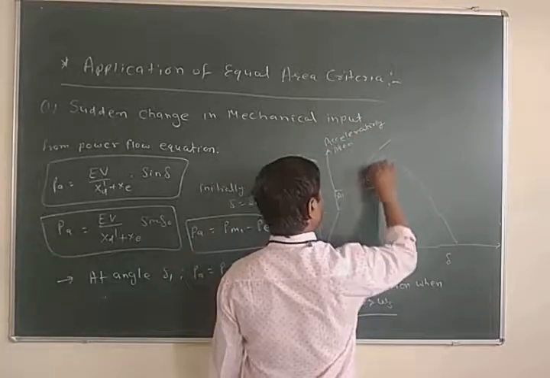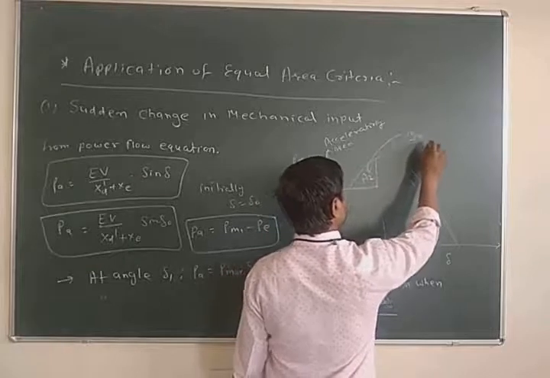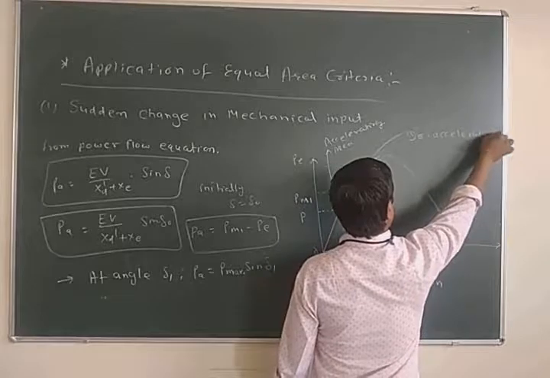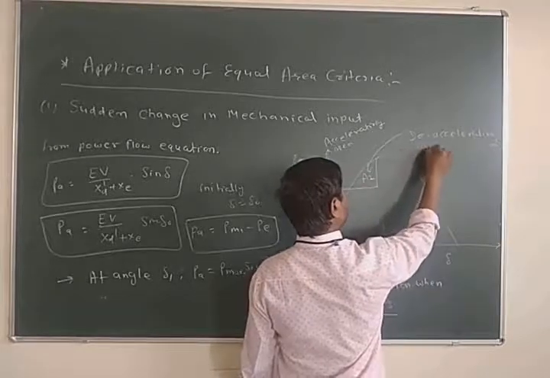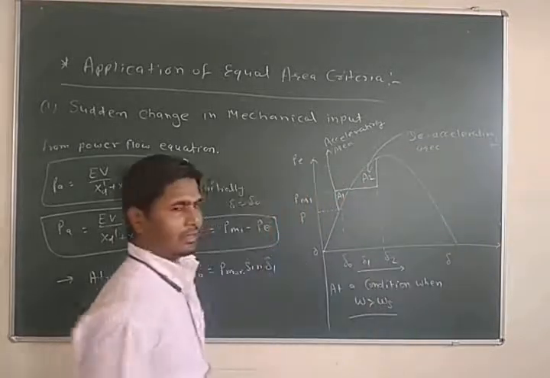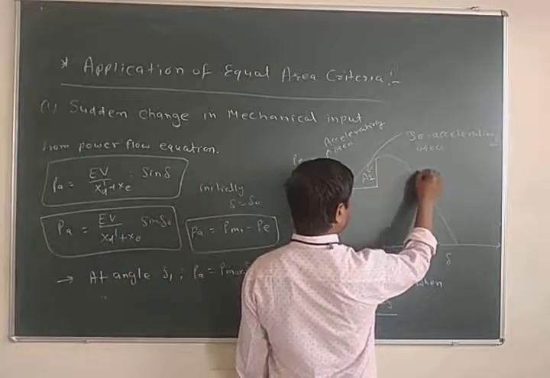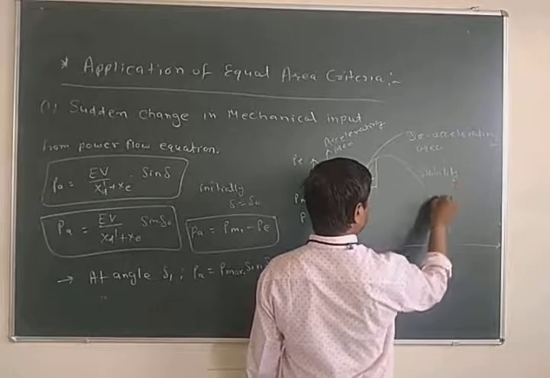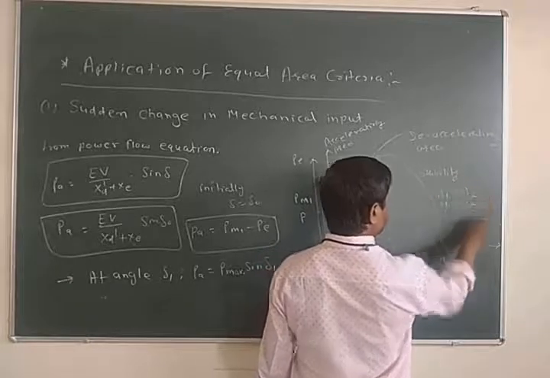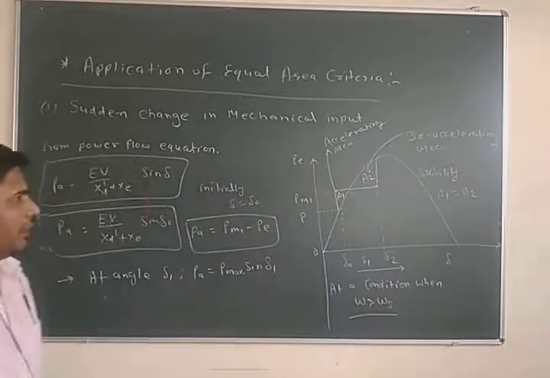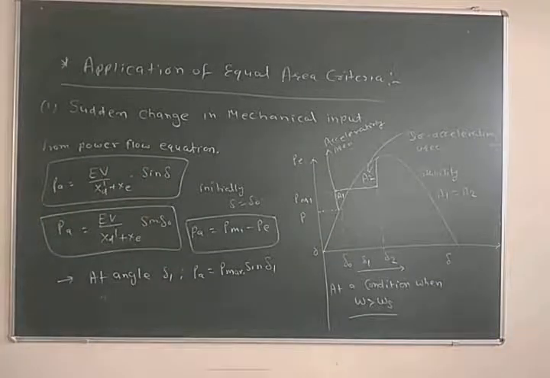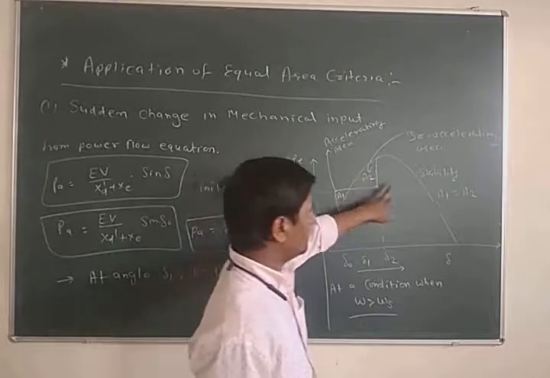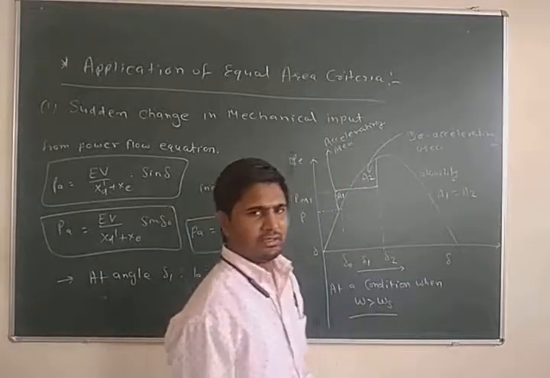A2 is the decelerating area. And for a stable system, area A1 is equal to A2. According to equal area criteria, if accelerating area is equal to decelerating area, then we can say that our system is stable.